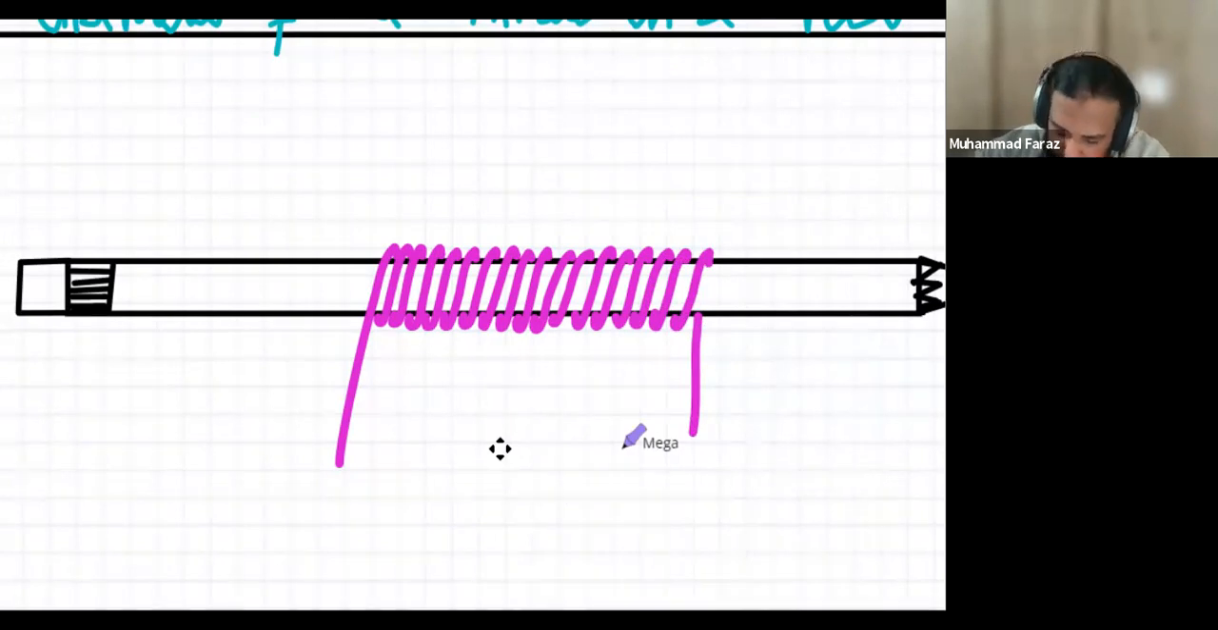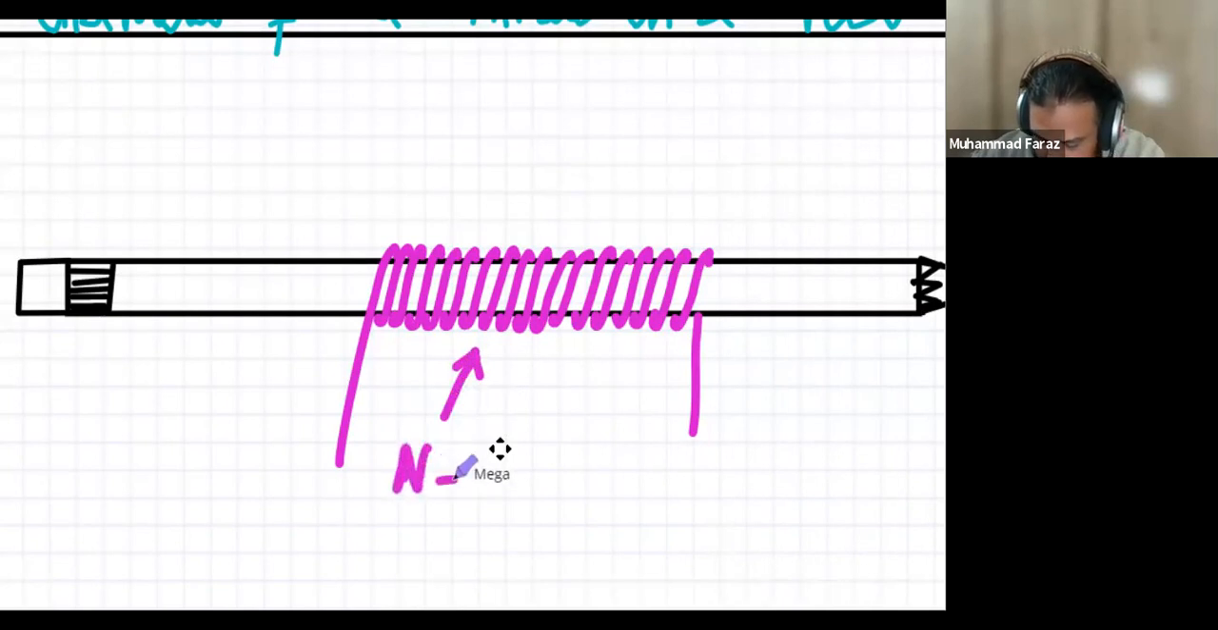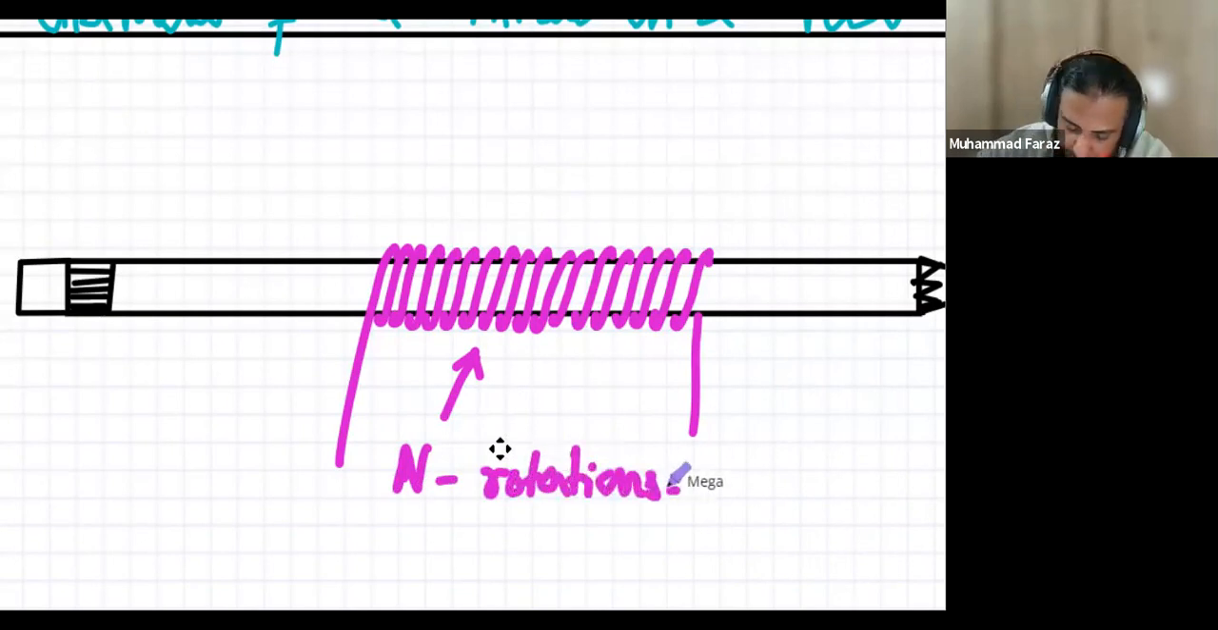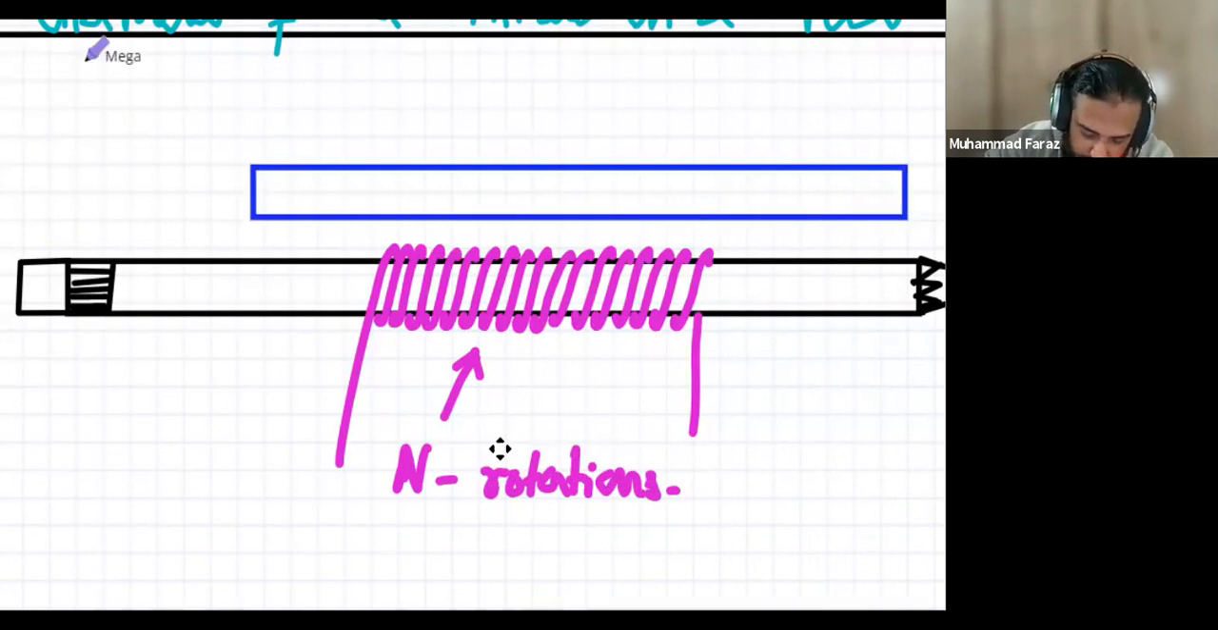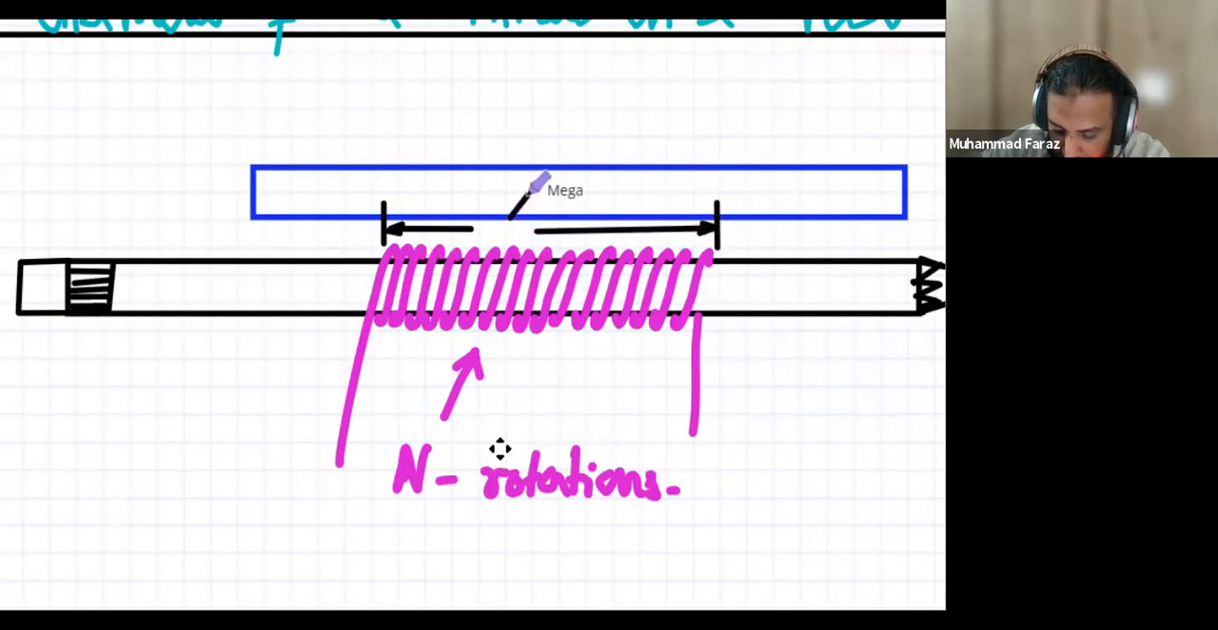Okay. So there are n rotations. Now I use an ordinary scale on the other side. This is an ordinary scale. Using this ordinary scale, can I measure from here till here? Let's call it L. For this one, I need this reading, reading one, this reading, reading two.